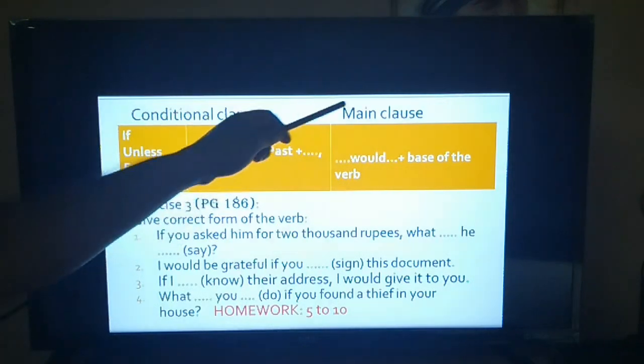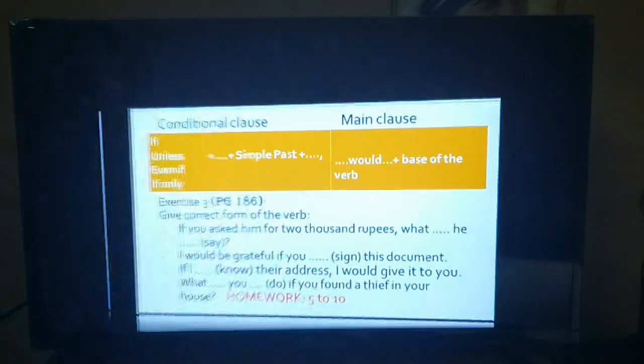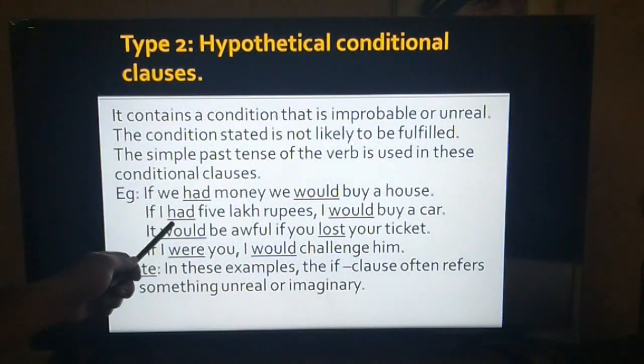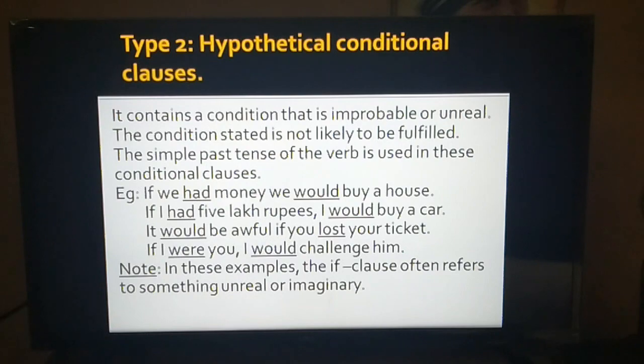Then in the main clause we have would and the base of the verb. So here, if I had, simple past. If I were you, simple past is used in the if clause, and in the main clause would is used.